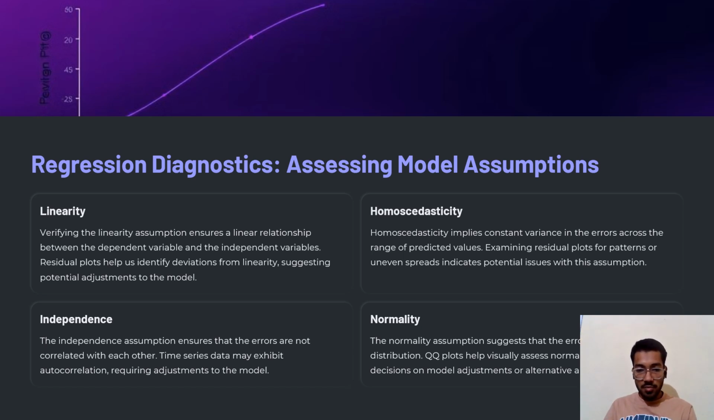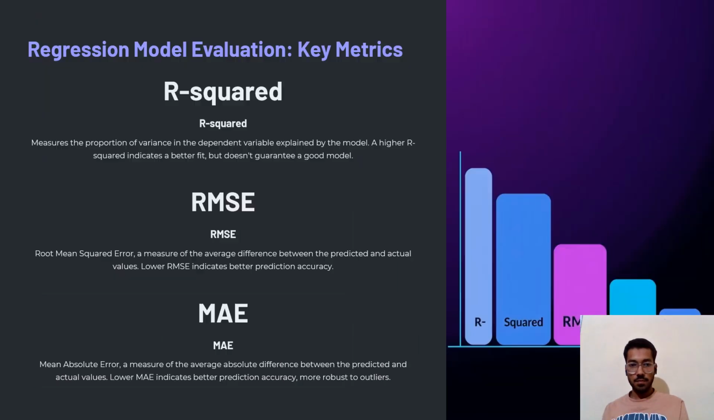Then comes normality. The normality assumption suggests that the errors follow a normal distribution. QQ plots help visually assess normality and guide decisions on model adjustment or alternative approaches. These four methods come under regression diagnostics.